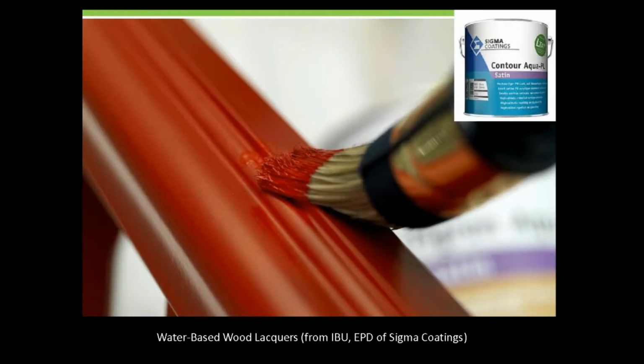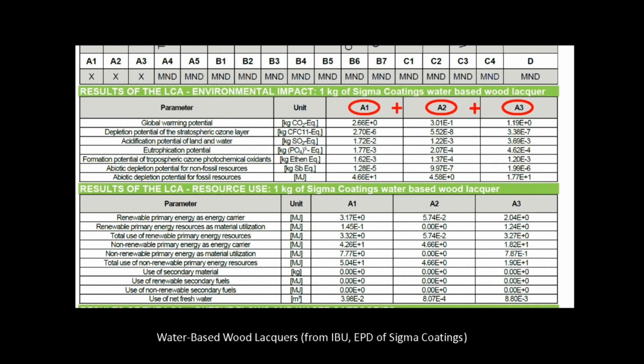In the next example, we deal with the situation that the product is partly oil-based, that is to say that it contains resins or other chemicals. Normally, the exact composition of those products is not provided by the manufacturer. Our example is water-based paint from Sigma Coatings. Note that there are no metals in it apart from titanium dioxide for a white color. The table in the EPD shows the cradle-to-gate data for the paint.